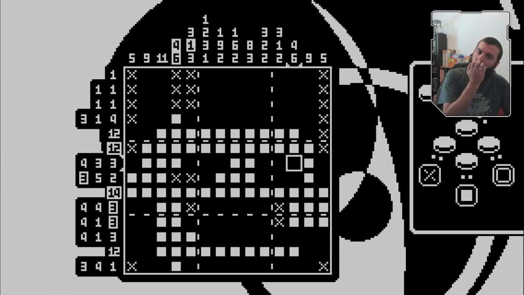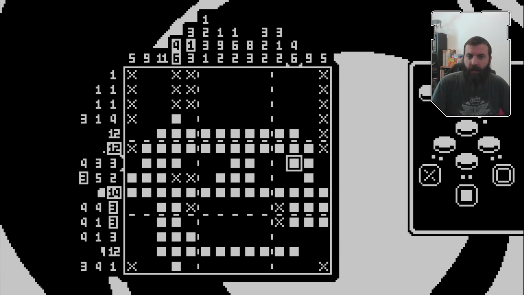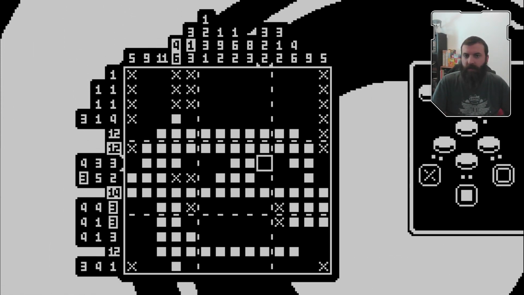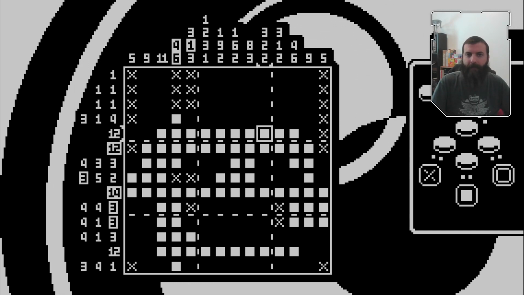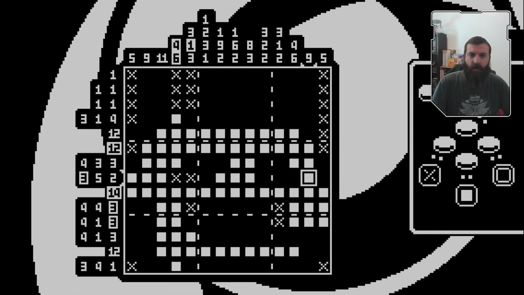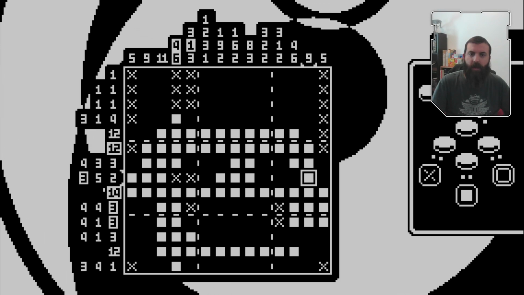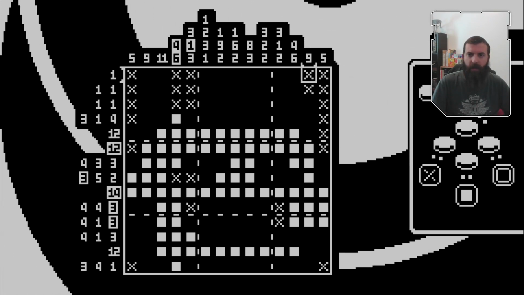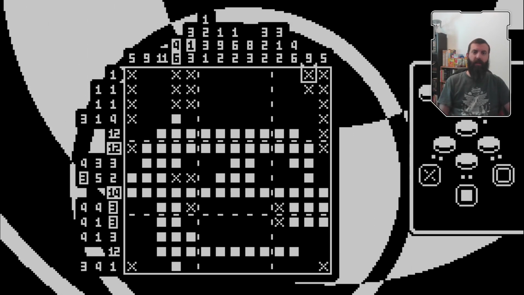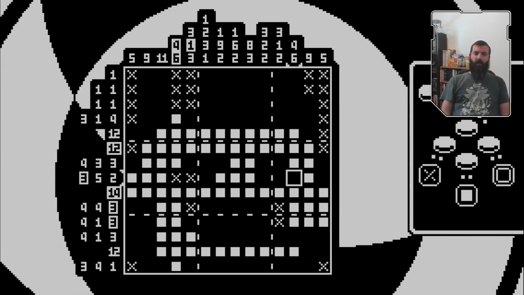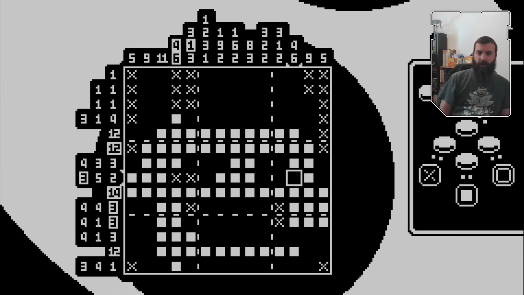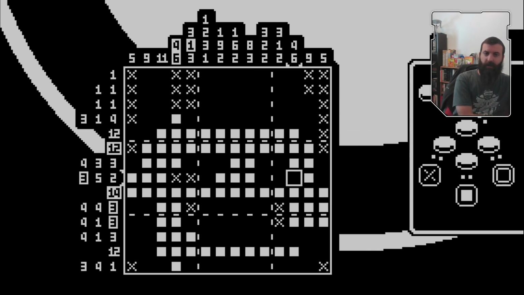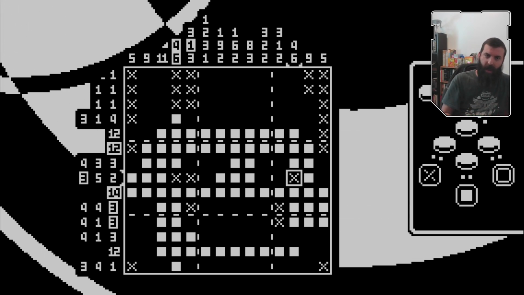We've got a horizontal 3 that has to at least get to there. 1, 2, 3, 4, 5, 6, 7, 8, 9. So we know that this can't have anything there. Looking at our vertical 4, 6, this can't be filled in because then it wouldn't be a 4 or a 6, it'd be a 7, so that has to be blank.